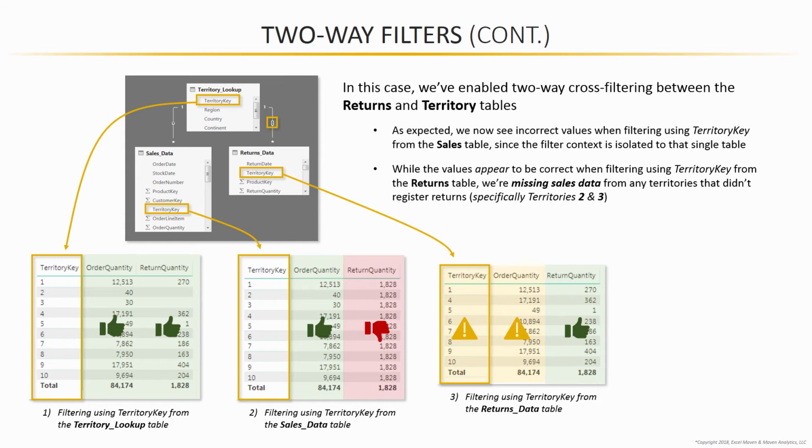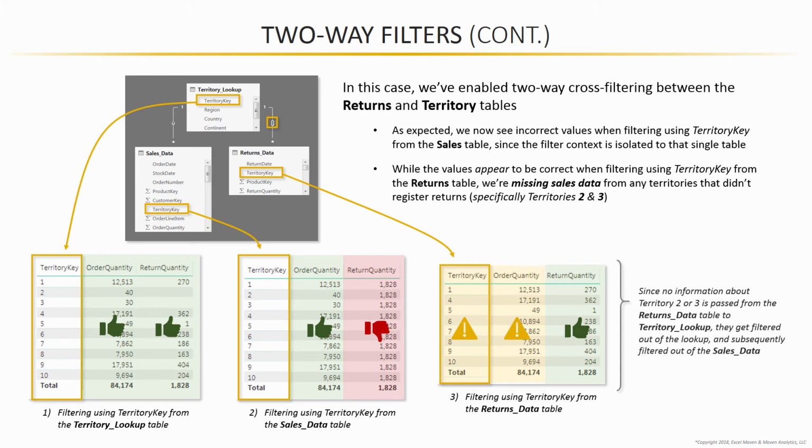At first glance, things look good, but remember that territories 2 and 3 don't even exist in the returns table. So since no information about territory 2 or 3 ever gets passed up to the territory lookup, then they'll subsequently get filtered out of the sales data table as well. So the filter context that we created by using this territory key field from the returns table is properly flowing up to the territory lookup and then down to the sales table, but in doing so, it's yielding misleading data. And this is dangerous because this type of issue can be very, very difficult to detect, even if you know your data model inside and out.